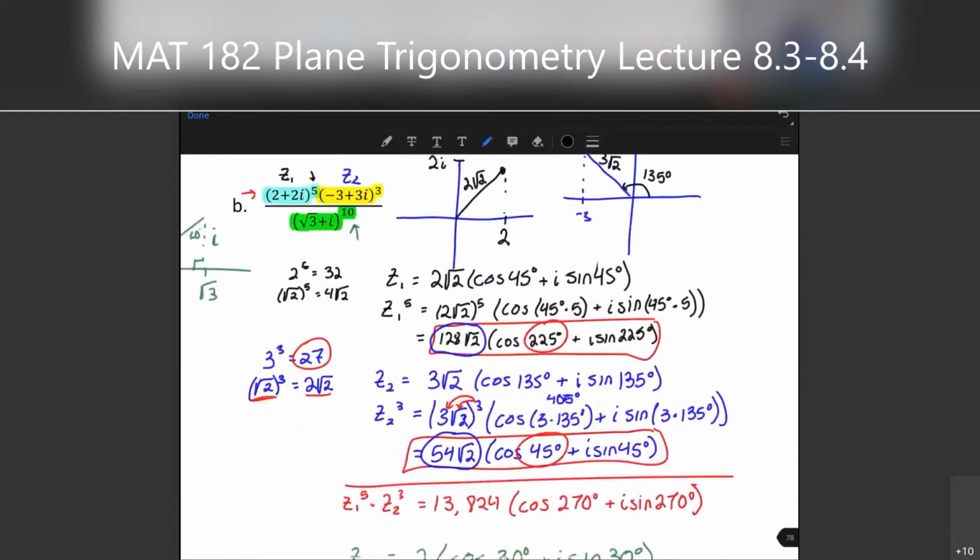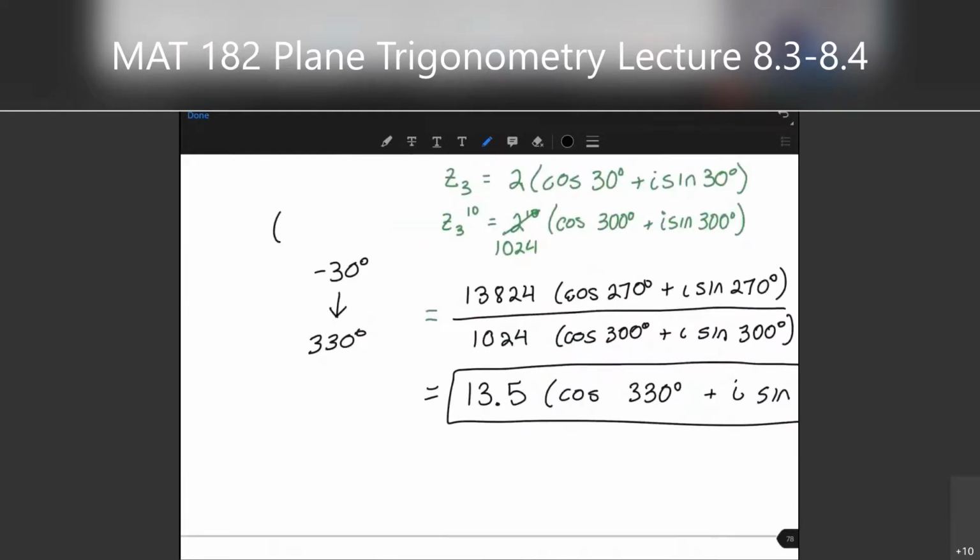So the 330-degree angle came from 270 minus 300. That gave us negative 30. And then the coterminal angle to that is 330. So we're going to use the positive coterminal angle if we add 360 to that. Good question.